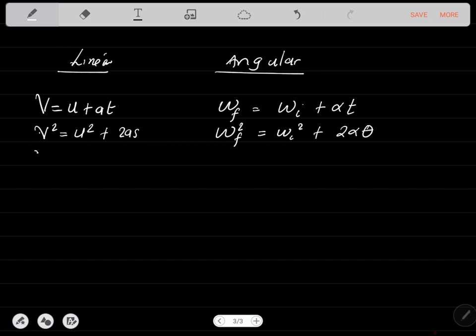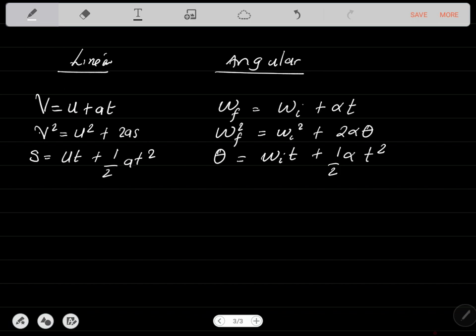What about this one? S is equal to ut plus half at squared. So this theta corresponds to our displacement, and this one corresponds to our initial speed plus half acceleration, which is actually that, and it will remain the same. So whatever you can do, you can just refer them to these, all right? So these are just a scenario.